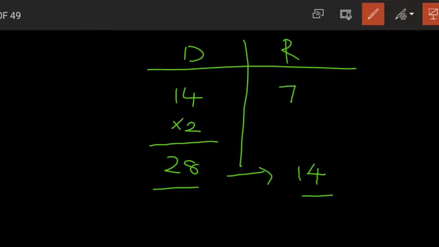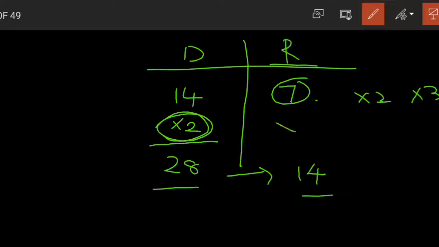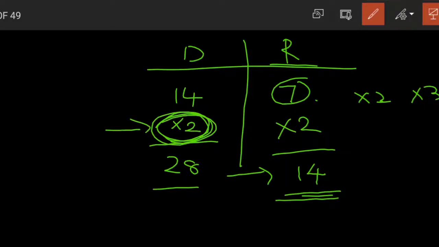Now is this the same as the previous radius, or is it doubled, or is it triple? What happened here? When we doubled the diameter, that is when we multiplied the diameter by 2, the radius also doubled. 7 into 2 is equal to 14. When the diameter of a circle is doubled, then the radius is also doubled. What did we prove from this? When the diameter doubles, the radius also doubles.